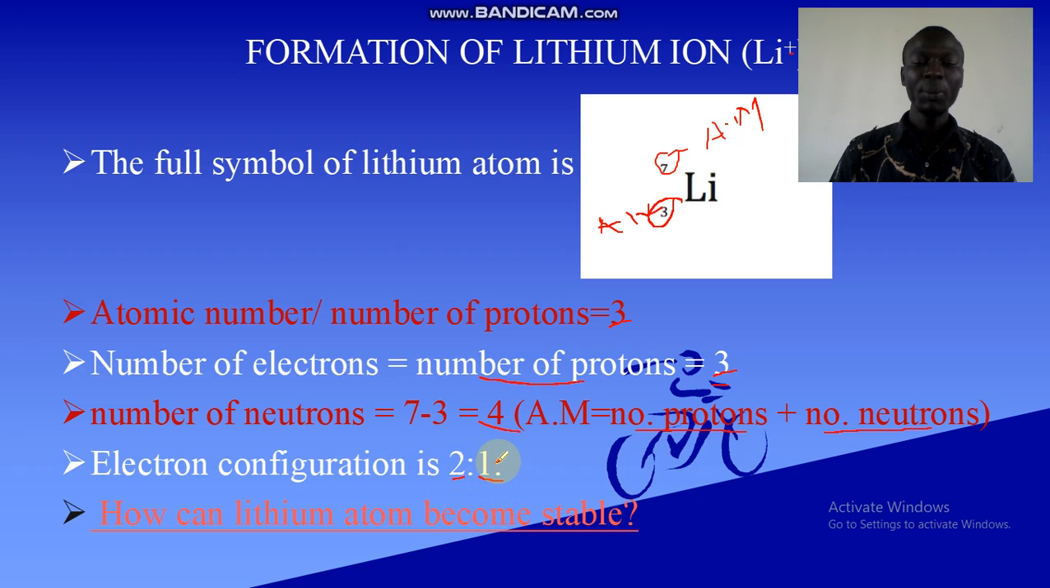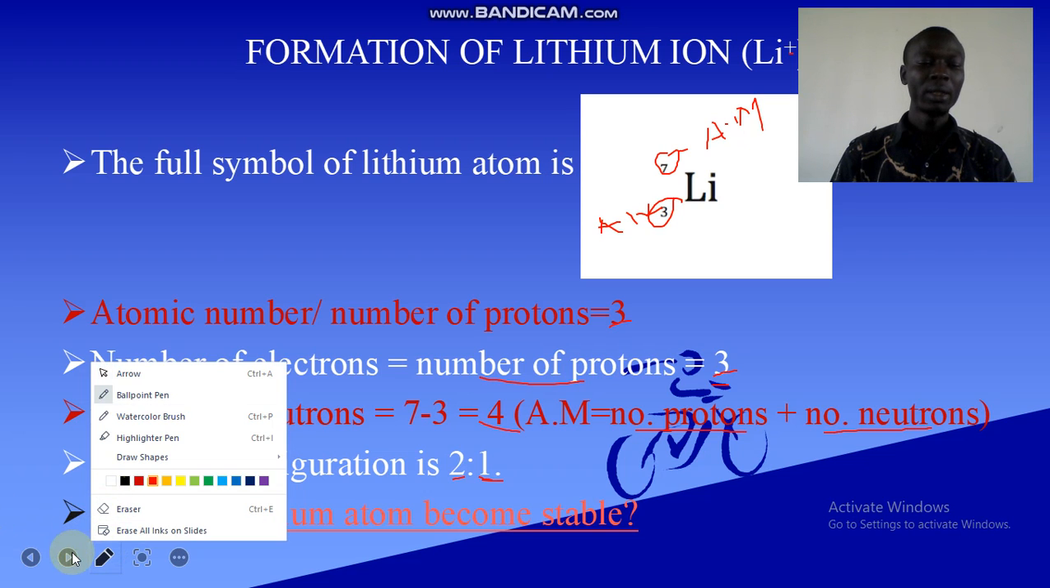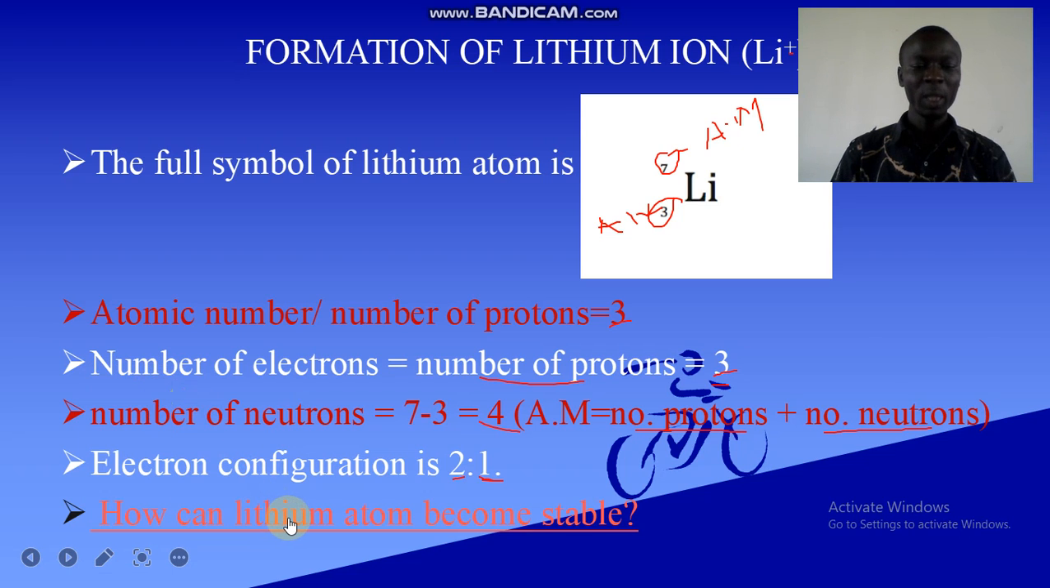So the question is, is this lithium atom stable or not? This lithium atom is not satisfied. It is not full. Why? Because it has only 1 electron in the outermost energy level, which is the second energy level. It should be having 8 for us to say it is full. So it is not stable. It is looking for a way of becoming stable. Let's try to illustrate this in terms of an atom.